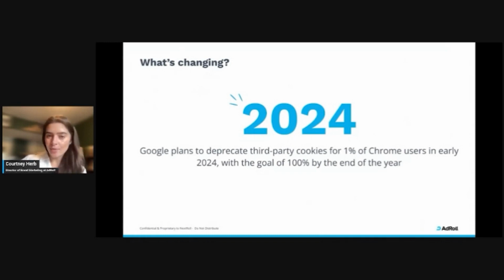So, why is this happening? Well, internet companies have started to take note of their users' desires for further privacy. And ultimately, these internet companies, including AdRoll, agree with them.